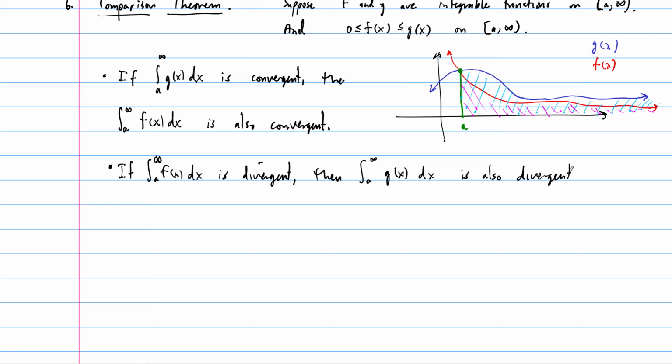Now, what if the integral of f of x is convergent? Can we say anything about the integral of g? And the answer is no, right? Just because this one is finite doesn't mean that the bigger one's also finite. So these are the only two conclusions that we can draw from this.